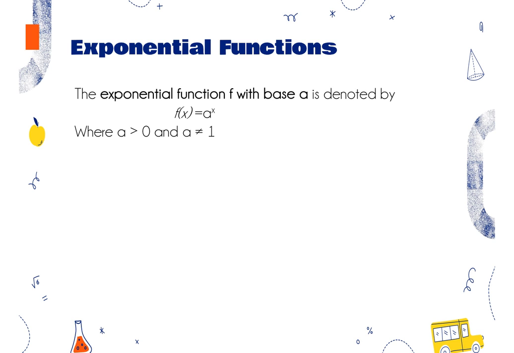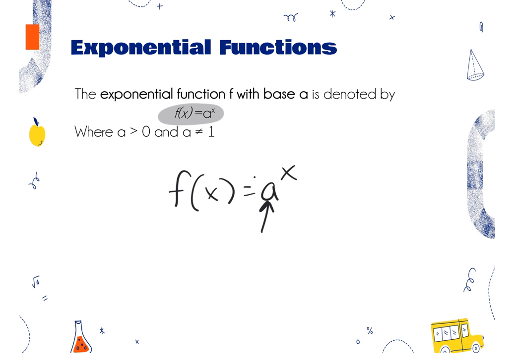So on this slide, we're going to pay attention to how it gives you your function notation. This slide says the exponential function f with base a is denoted by f of x equals a to the x, where a is greater than 0 and not equal to 1. So in this example, I only have that one term, f of x equals a to the x, okay? Where a is the base, and I know it's the base because it has an exponent.